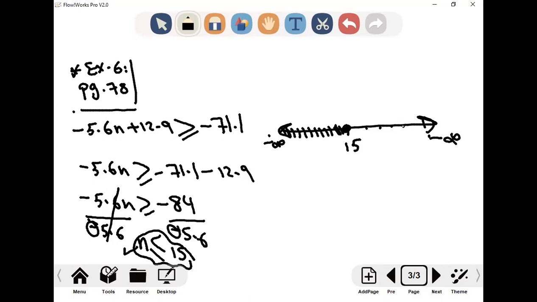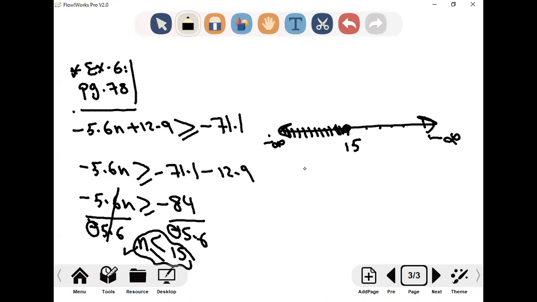Terminal idea. I will repeat it. Now, when I say I will repeat, I won't accept questions later. Now here I will solve this. It is two-step. I will shift the 12.9, then I will divide by negative 5.6. If I divide for the inequalities, I switch the inequality sign. So n is less than or equal to positive 15.